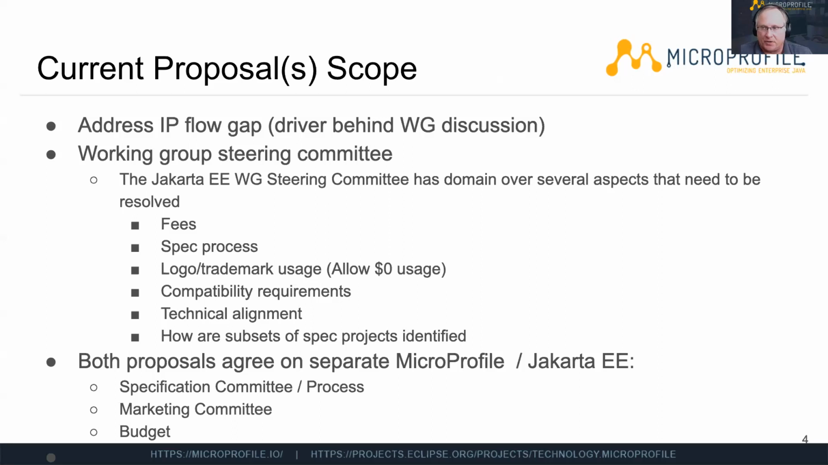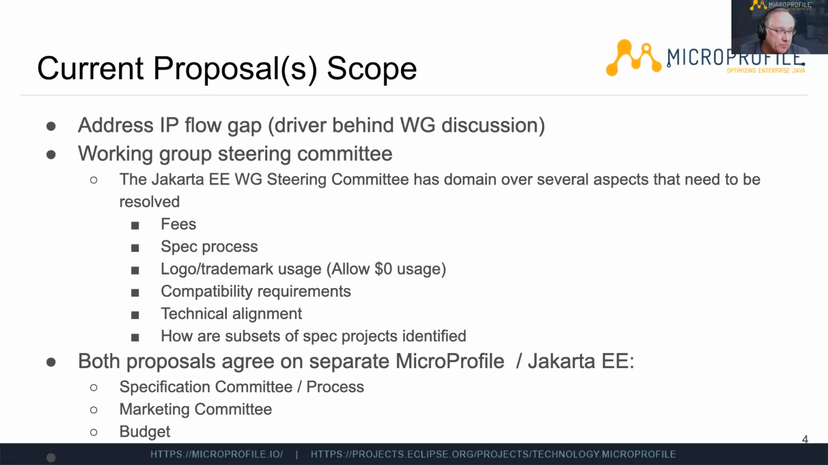But this also brings up the broader scope and intent of a working group in general within the Eclipse Foundation, right? You have folks that join the working group, and often associated with that are fees and budgets, right? How do you operate the working group? How do you promote the working group? There's a spec process that's required as part of our working group. As part of a spec working group, you have to have a spec process, right? And as currently defined, it needs to be a derivative of the Eclipse Foundation specification process.